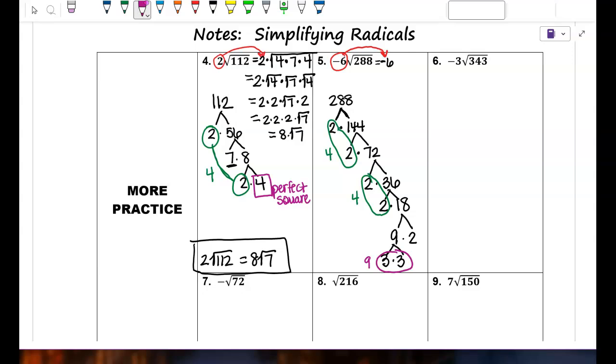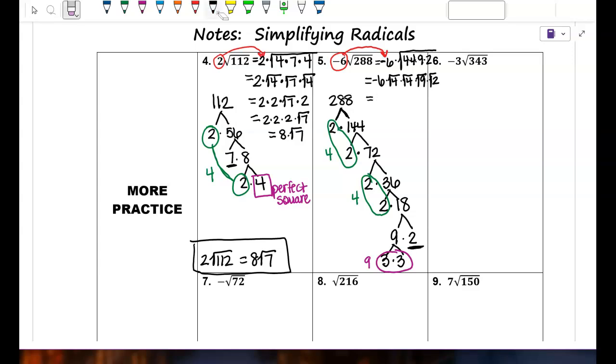Again, our whole goal is to find perfect squares. We could have stopped at 2 times 144 because we know the square root of 144. But for those that went all the way here, don't forget there is 1, 2 that we did not circle. So this is -6 times the square root of 4 times 4 times 9 times 2. So -6 times the square root of 4 times the square root of 4 times the square root of 9 times the square root of 2.